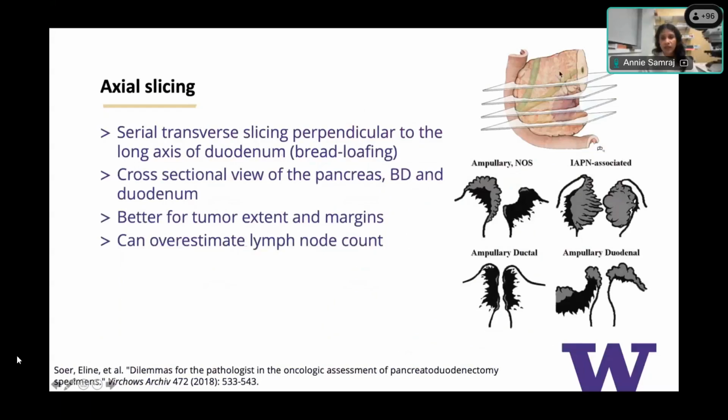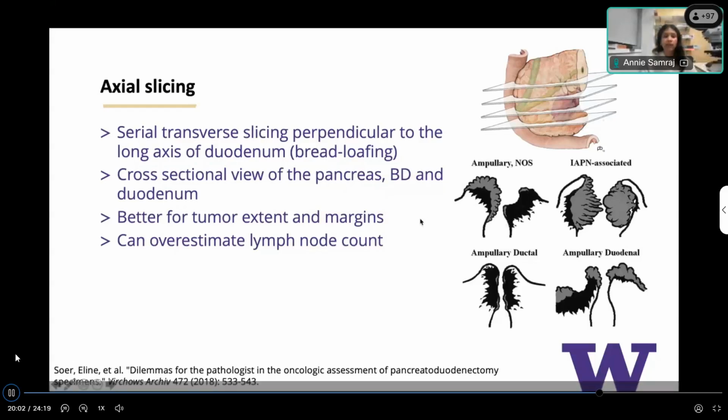So when it comes to axial slicing, again, we're slicing it along the long axis, and we're essentially bread loafing the entire specimen. So with each section, you're going to see the duodenum, you're going to see the pancreatic tissue along with the bile duct and the pancreatic duct. And here do you see this vague lesion here? So that is the tumor there. So you see the relationship of the tumor to the various margins. And this method is better for evaluating the tumor extent and margins.